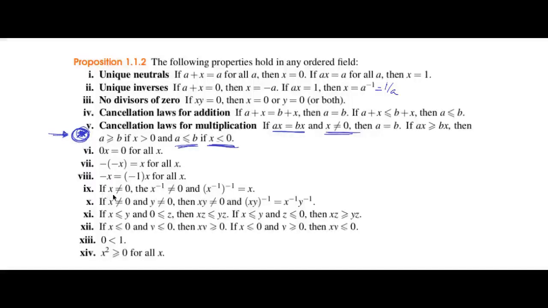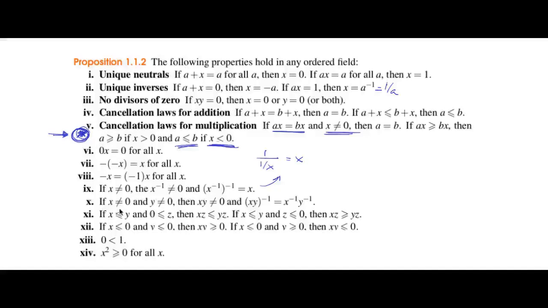And then if x is not 0, then the inverse of x, 1 over x, is not 0. And the inverse of the inverse is x. Okay, so the inverse of 1 over x is x.